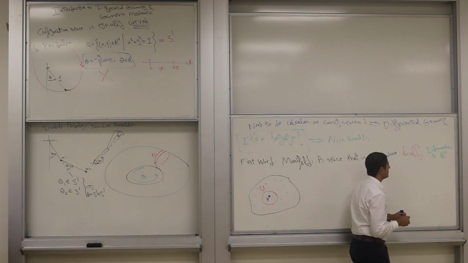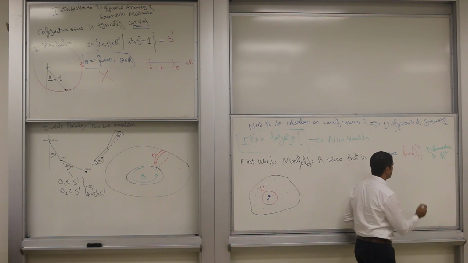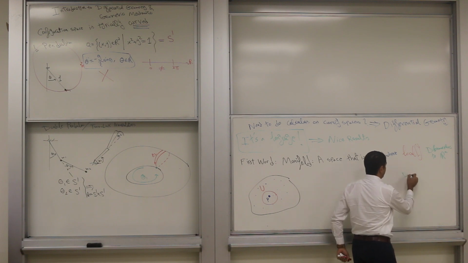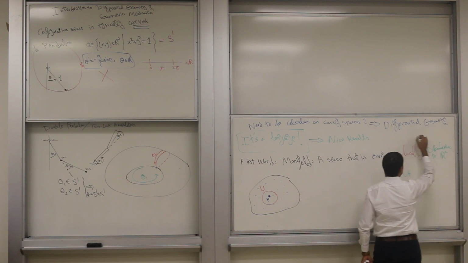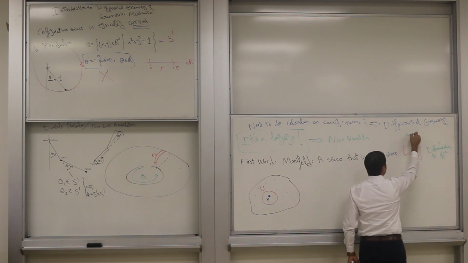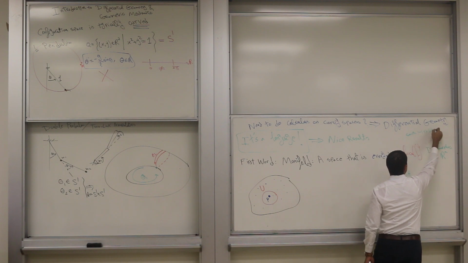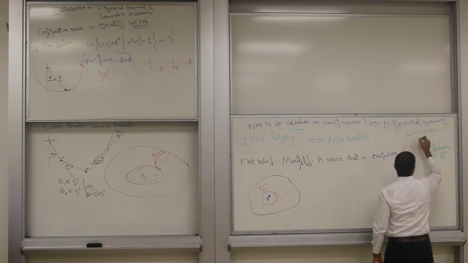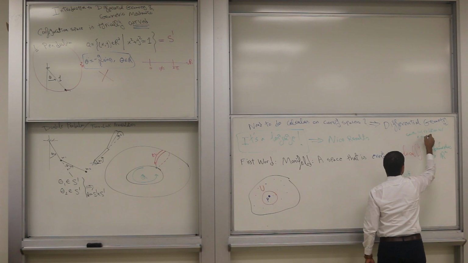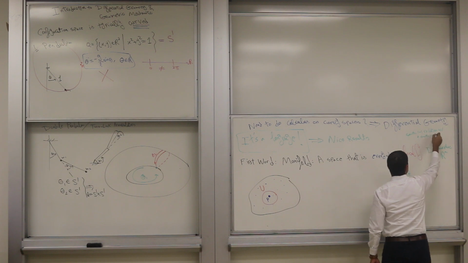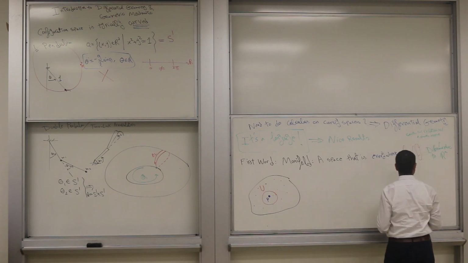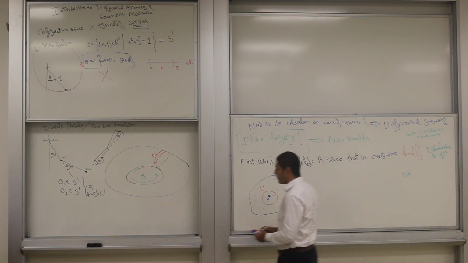Just easy. What do we mean by diffeomorphic? Diffeomorphism. Diffeomorphic simply means a smooth one-to-one relation with a smooth inverse. This is diffeomorphic.